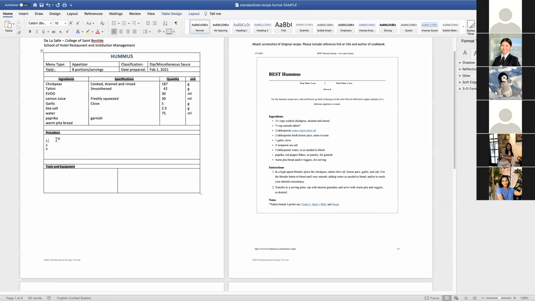All right, so for the procedure, let's have a very, very simple procedure. It says there in a high speed blender, place the chickpeas, and so on, to reach desired consistency. And then for number 2, it says there, transfer to serving plate.